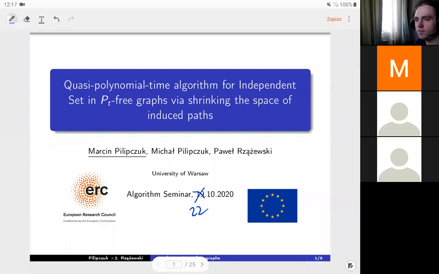So I'm going to tell you about a recent progress in algorithms for independent set and similar problems, but that's only at the end and very vaguely, on P_t-free graphs and related graph classes. And like the title says, we are shrinking the space of induced subgraphs. We were not the first ones to have this; there's a group at UCSB who gave the first quasi-polynomial-time algorithm for independent set in P_t-free graphs. Our main contribution is to simplify the algorithm, to understand better what it's really doing, and to get a better running time bound with a much simpler analysis. This is joint work with Michał and Paweł.